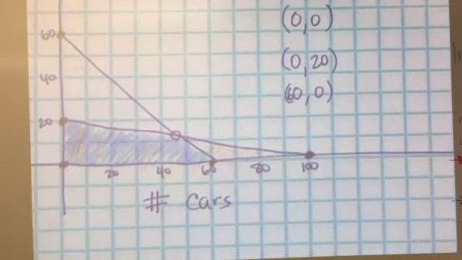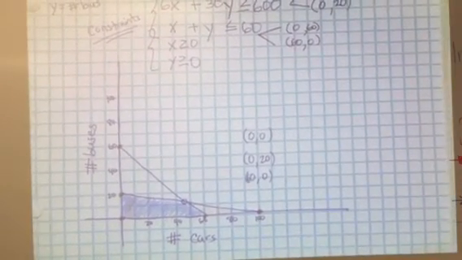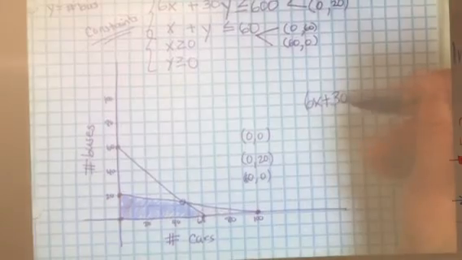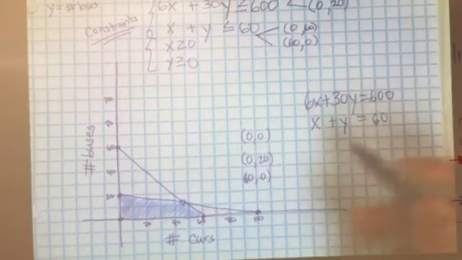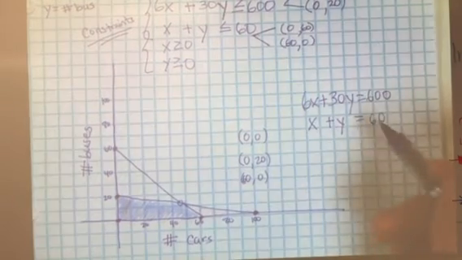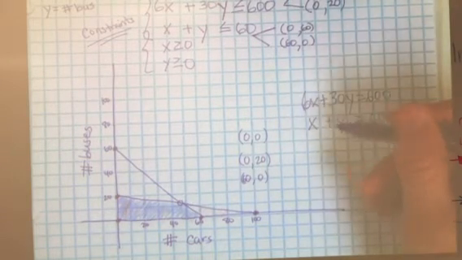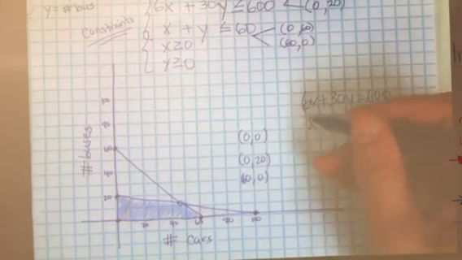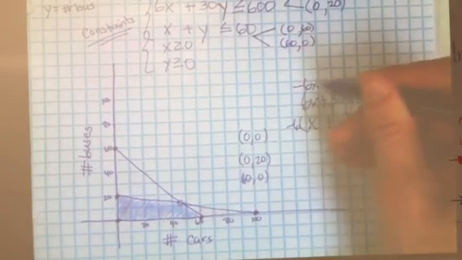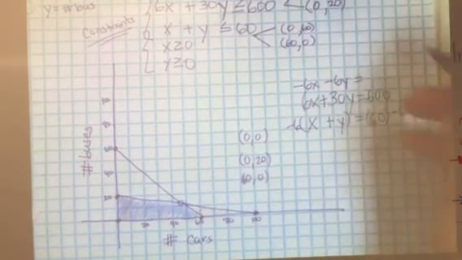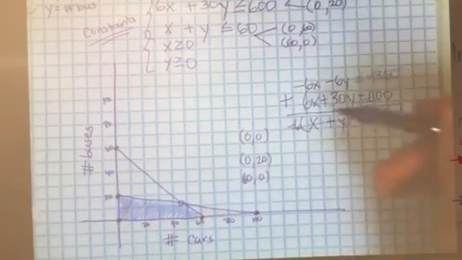However, it's the point of intersection between the two lines, 6x plus 30y equals 600, and x plus y equals 60. It's the intersection of these two lines. I'm going to use system of equations, and I'm going to solve to find my point of intersection. I will multiply everything in the second equation by negative 6, giving me negative 6x minus 6y equals negative 360. Now I can add these two equations.